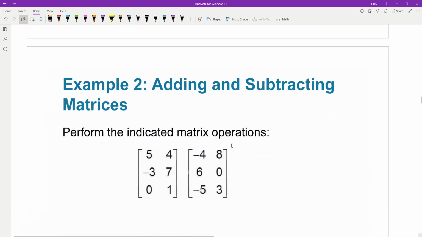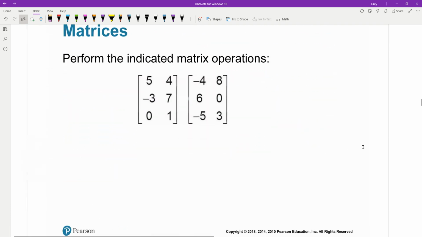All right, look at this example. This is example 2. This time we're going to subtract. In this one, we have a 3 by 2 and a 3 by 2, but again, same corresponding positions. 5 minus -4 is 9. 4 minus 8 is -4. -3 minus 6 is -9. 7 minus 0 is 7. 0 minus -5 is +5. And 1 minus 3 is -2. So that's our answer. That's all you've got to do.